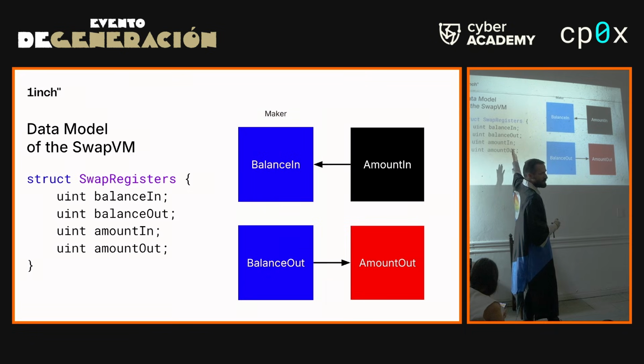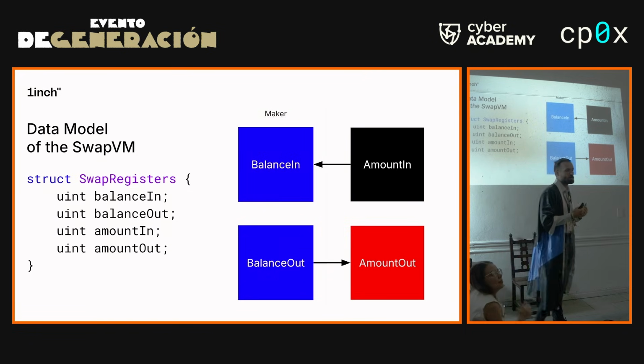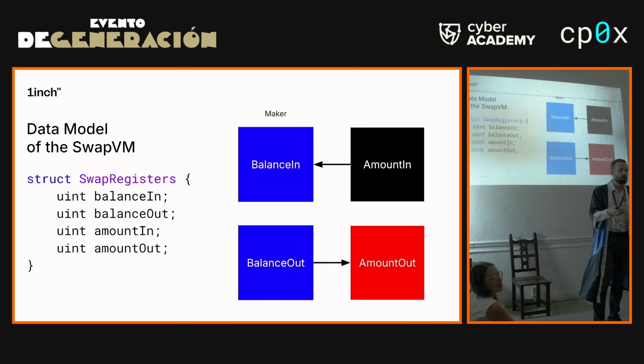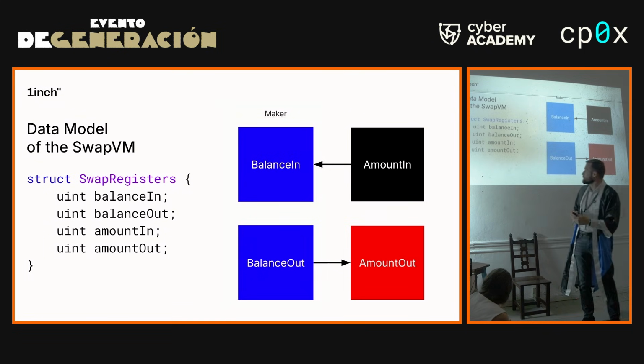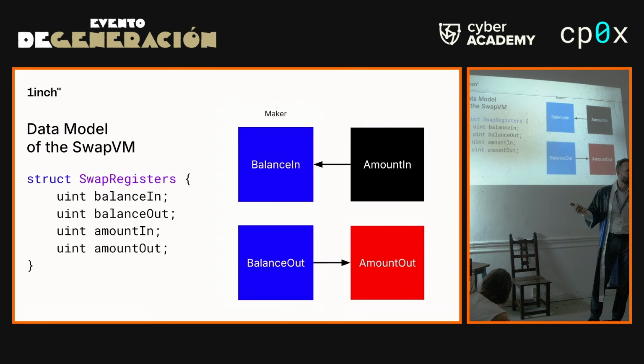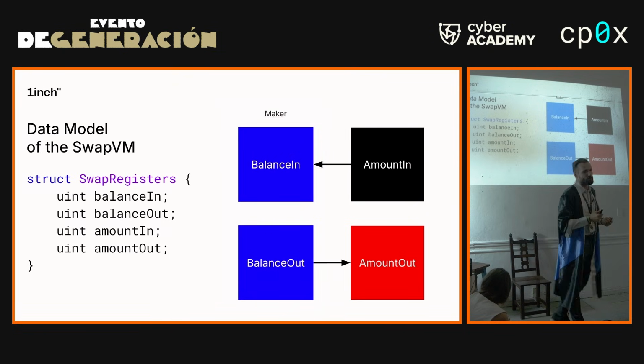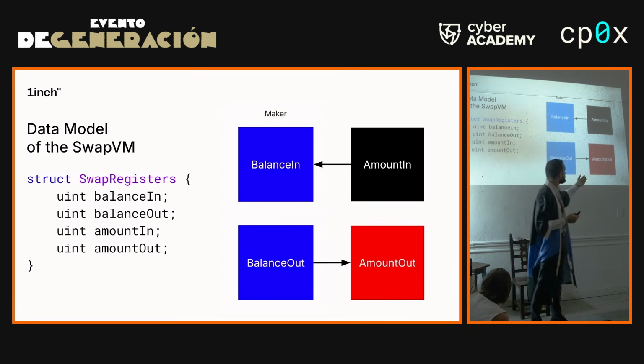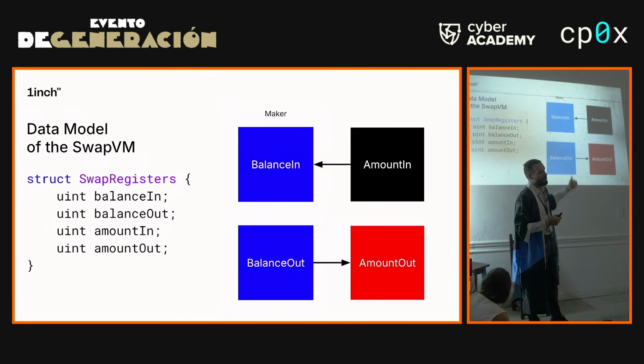It's a pair of balances and a pair of amounts, where in and out mean direction for the maker. In means the maker would receive it, out means the maker would spend it. So balances are real balances from Aqua. What are amounts? One of the amounts is provided by the taker. If the taker is providing amount in, our instructions have to compute amount out.